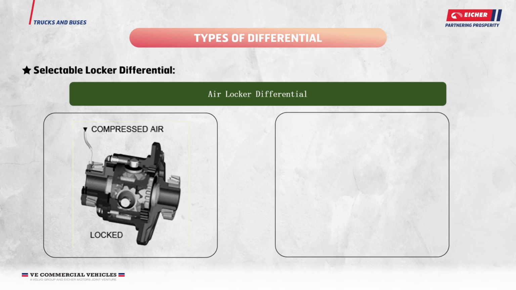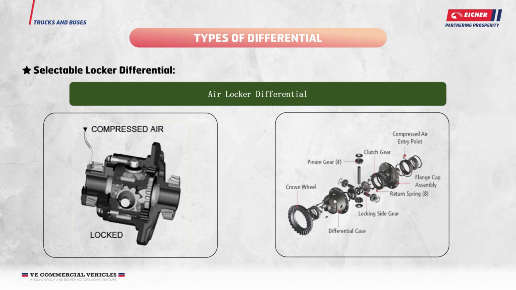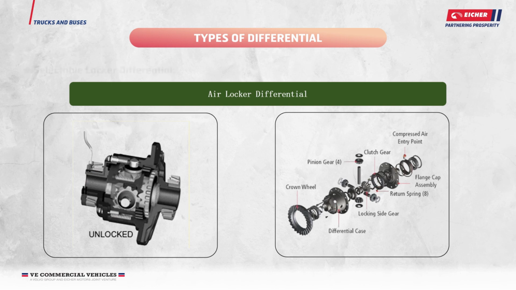When the on-command locker is engaged, the differential locks the axle shafts together, where it is now more like a spool with no differential of speed between the wheels of that axle. The on-command locking of the differential can be achieved in two ways. Locking the differential using the compressed air or vacuum. Locking the differential using the electric power.